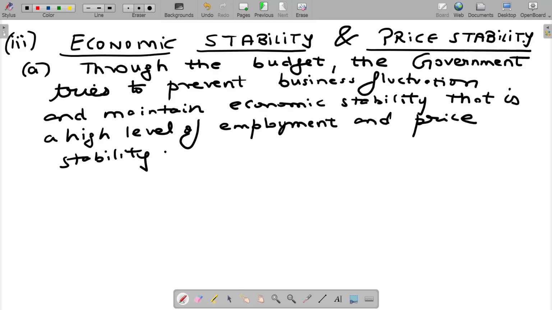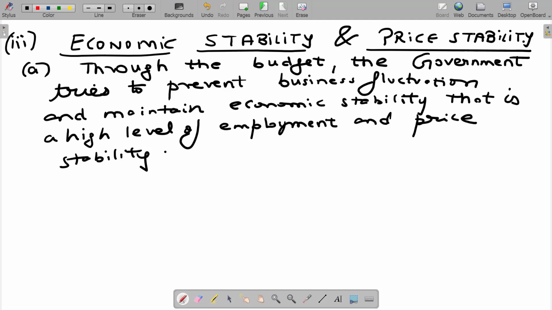population. When population is increasing, there should be a higher level of employment. Youngsters should find employment in the economy. Prices should be stable. It should not be the case that prices are rapidly rising, thus impacting the lower income and the middle income class.